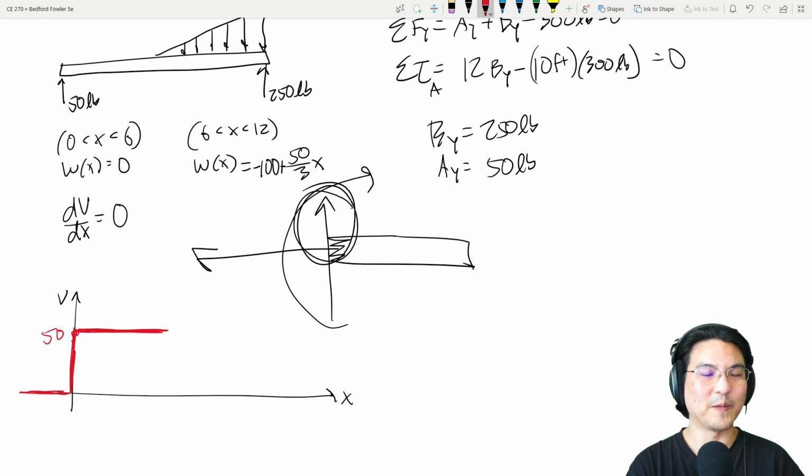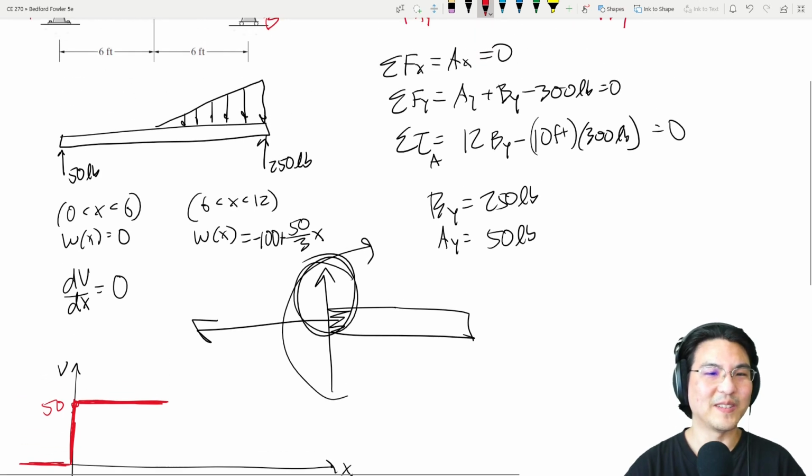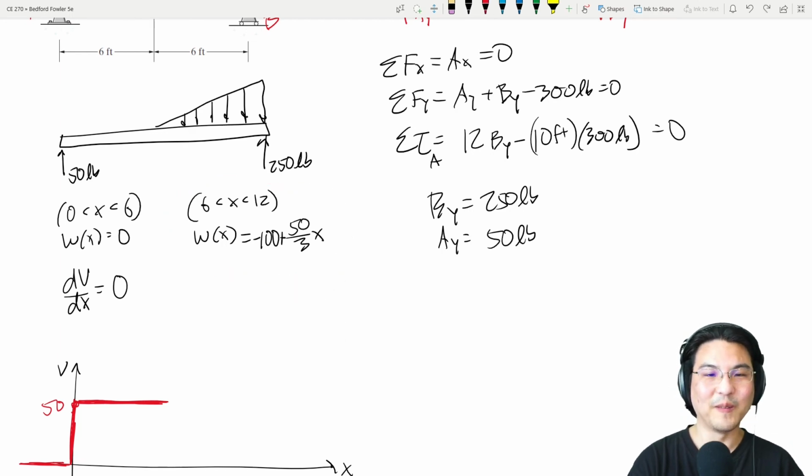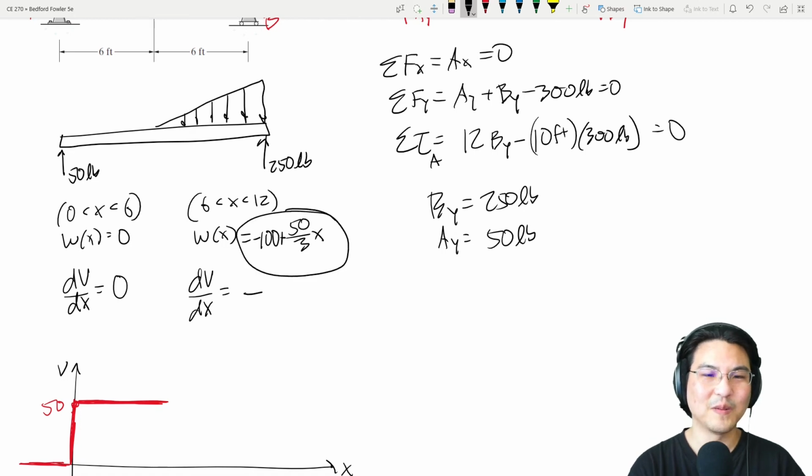But then from 6 to 12, it's different now, right? Because now the loading curve is no longer 0. It's something. So how do we get shear? dV/dx is minus W, minus of that. So plus 100 minus 50 over 3x. Okay, so let's solve for V. So move dx over here.